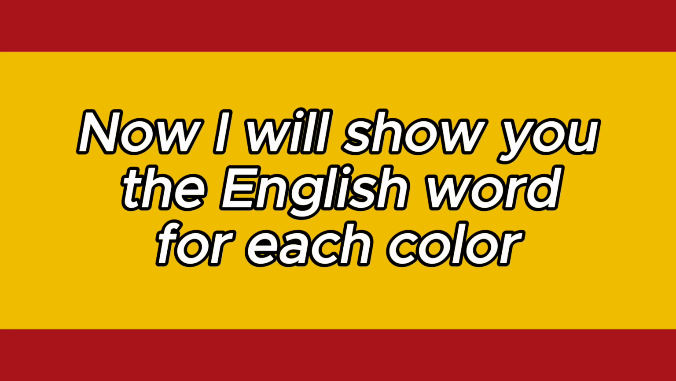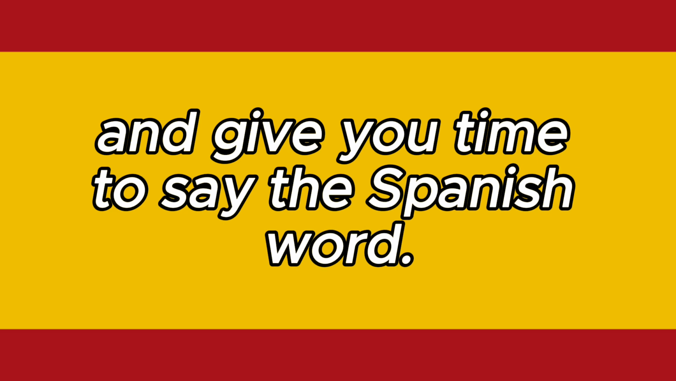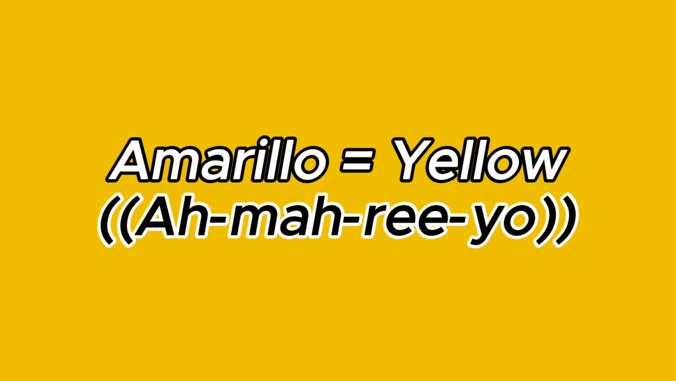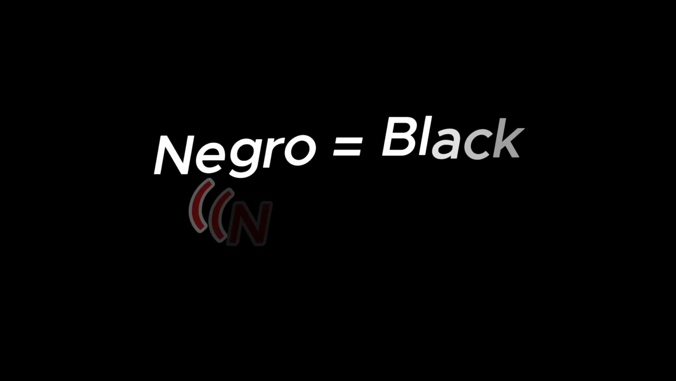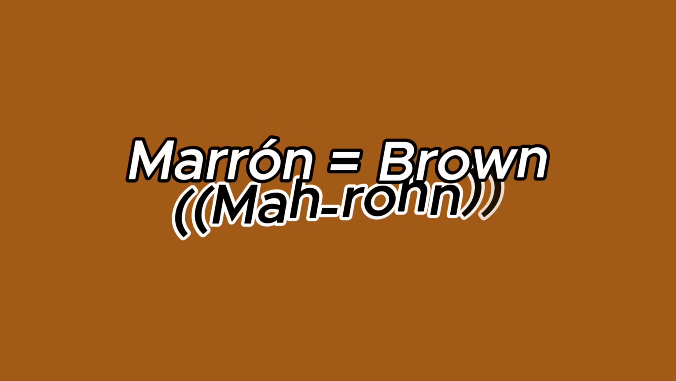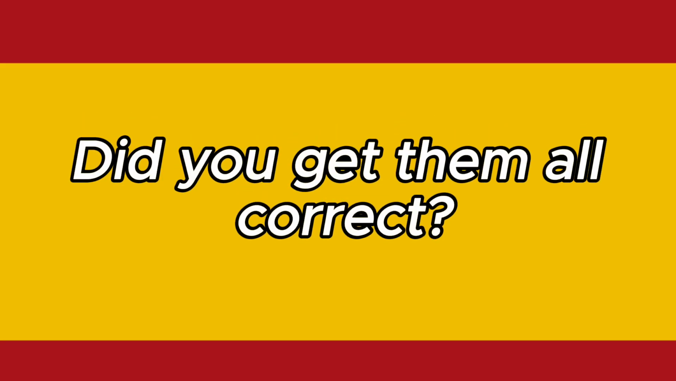Now I will show you the English word for each color and give you time to say the Spanish word. Rojo, azul. Verde, amarillo. Blanco, negro. Naranja, rosa. Marron. Did you get them all correct?